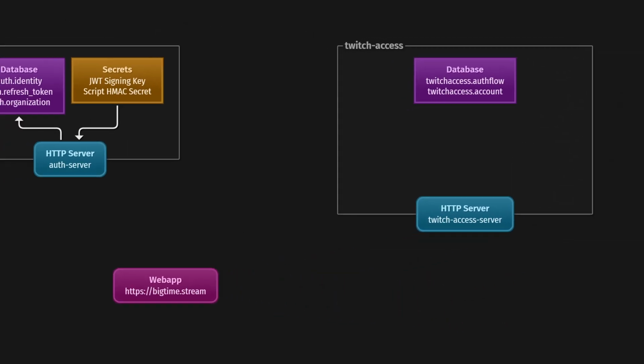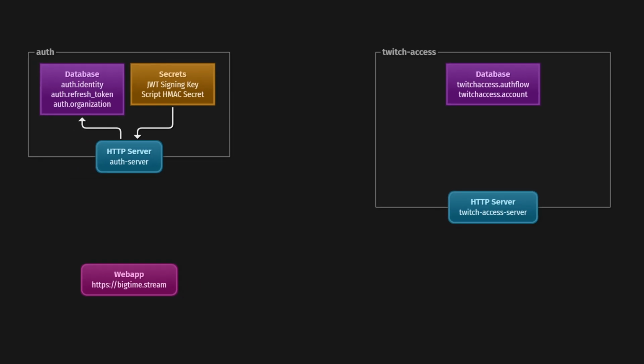But what if we need to affect data across multiple services? For example, we allow a user to delete their organization, which should delete all of the relevant data. The auth service has data about this organization, and it's easy enough for the auth server to remove it from the database in response to that request.